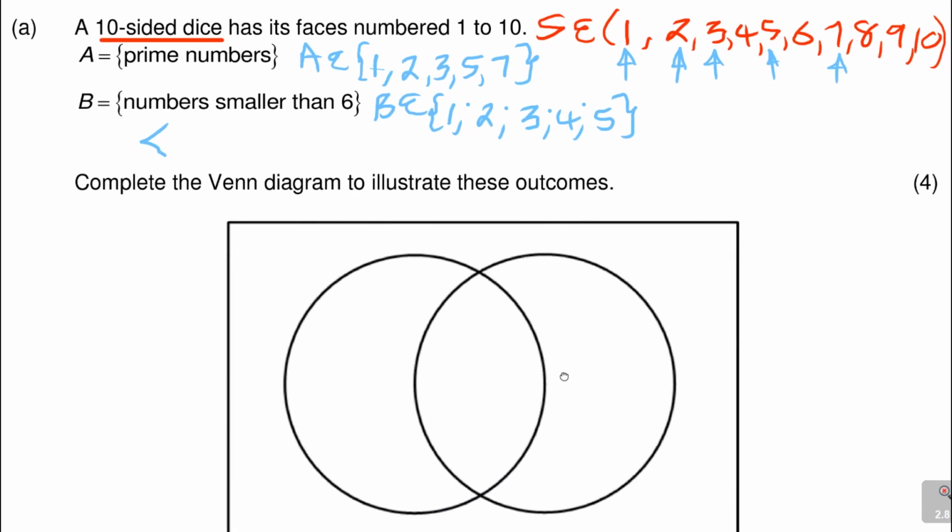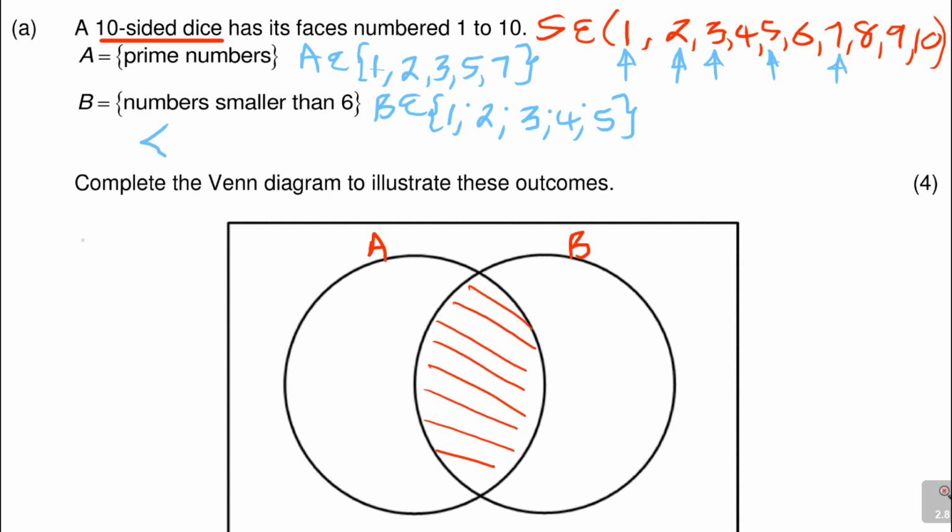When you complete the Venn diagram, this becomes your A, this becomes our B, and then what do we see in the center? In the center, it means what is common between A and B. This is the intersection, meaning the numbers that appear in A and also appear in B. So let's look at them. We can see that there is a 1, a 2, a 3, and a 5. Do you see that?